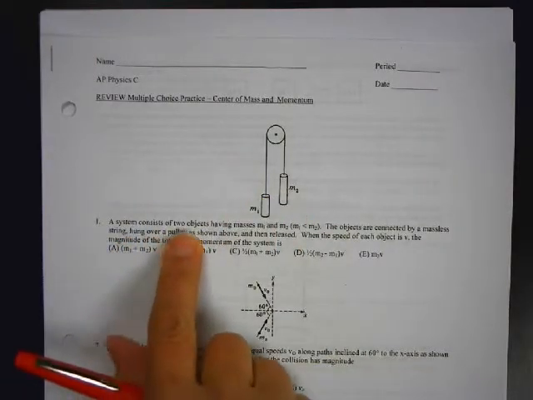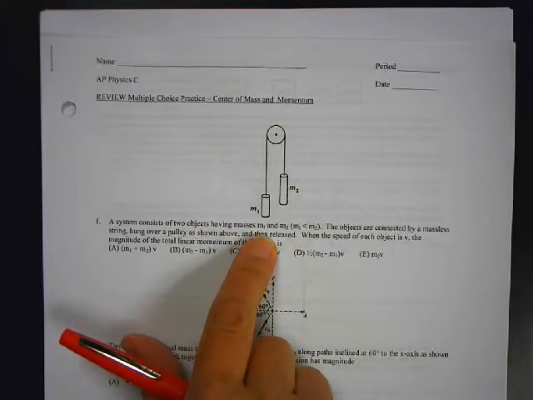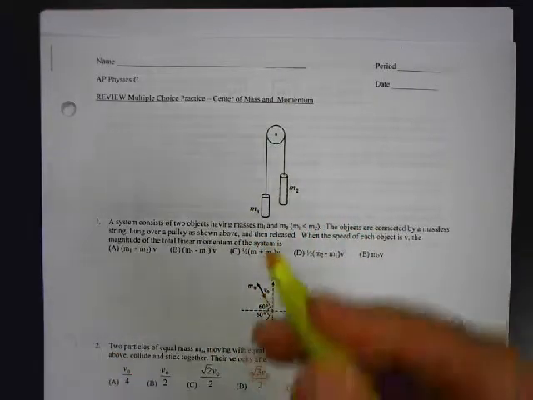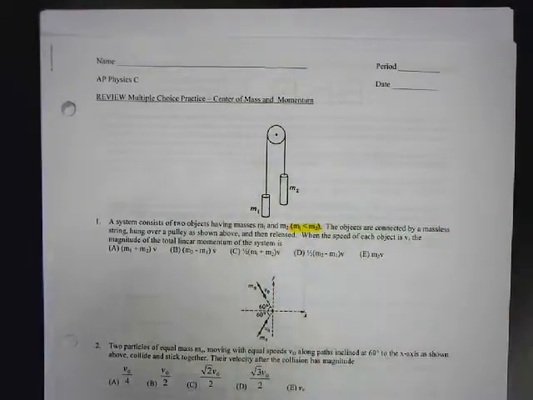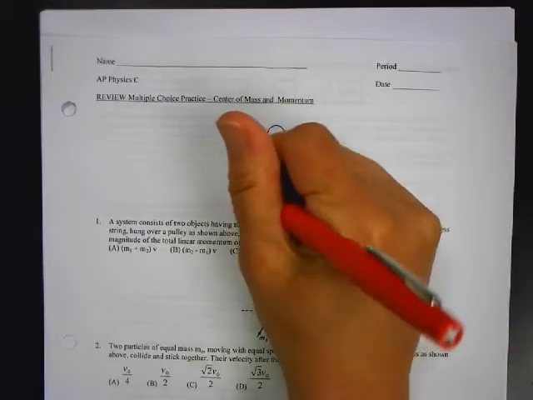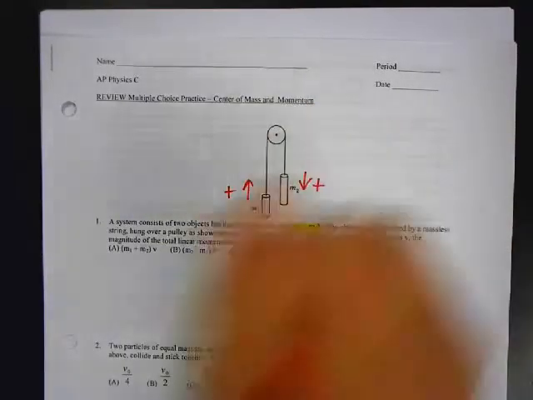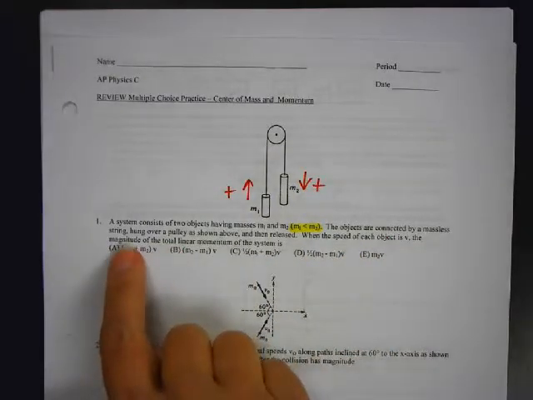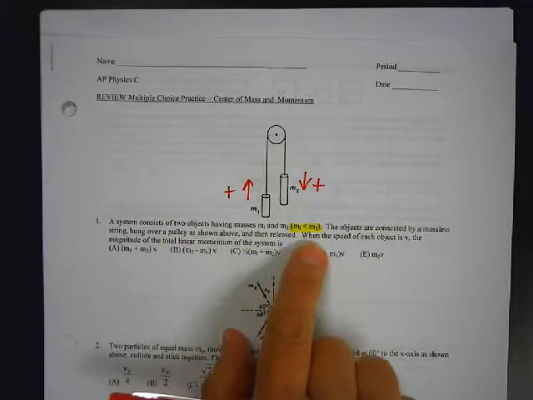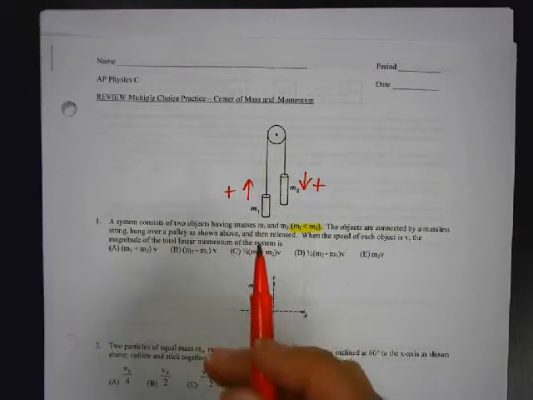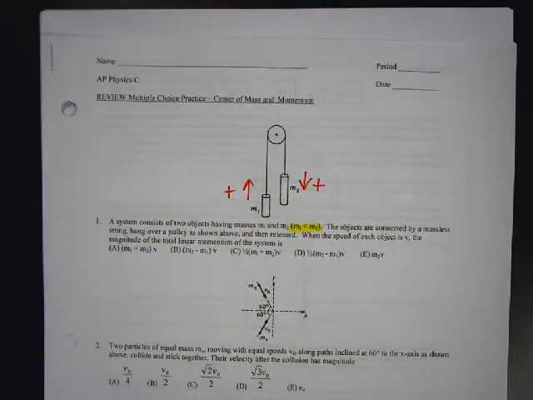So it says a system consists of two objects having masses m1 and m2. Now, what's key here, and remember, as you read the questions, you're looking for key information. So if m2 is greater than m1, that means it's going like this. Okay? And that's important because that's your sign convention. The objects are connected by a massless string hung over a pulley as shown and then released. When the speed of each object is v, the magnitude of the total linear momentum of the system is.